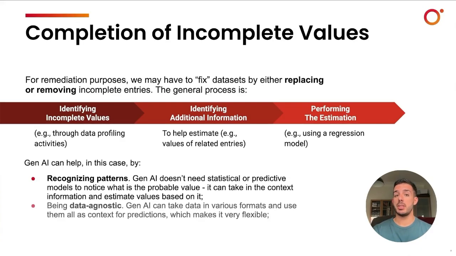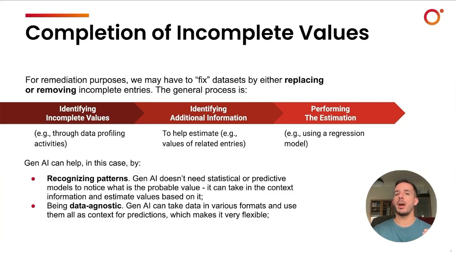And generative AI also has the advantage of being data agnostic. That is, it can take data in various formats, structured or not even structured, and it can use them all as the context for predictions, which makes it a very flexible type of model. You can generate values for numerical fields, enumeration fields, string fields. As long as you have the proper context that allows the model to estimate something, it's going to be able to estimate it. Whether it's going to be with a high level of accuracy or not, that's another question.